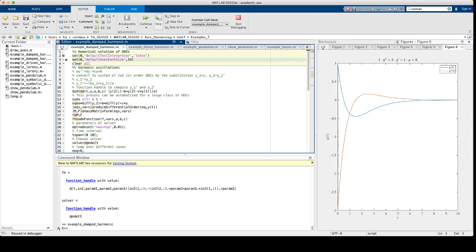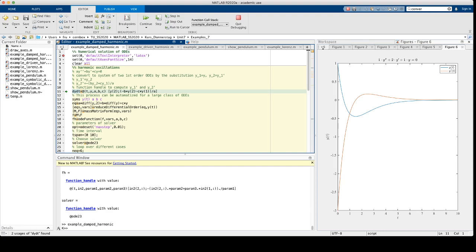The usual initial settings. Now how can we pass the equation of the harmonic oscillation to a numerical solver? This first requires that the second order equation a times y double prime plus b times y prime plus c times y equals 0 in line 6 is converted to a system of two first order ODEs by the following substitution: y1 equals y and y2 equals y1 prime.